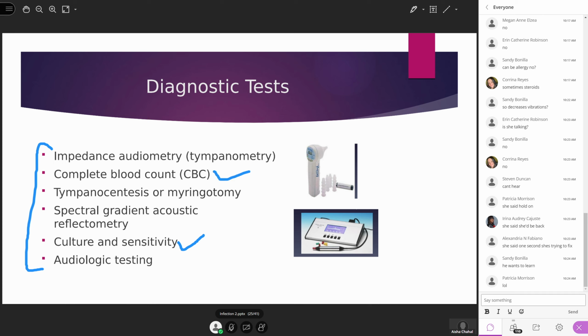CBC, why do we do a CBC? What are we going to check in the CBC? We talked about it in cellulitis.